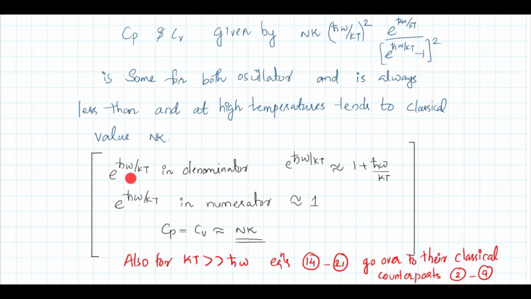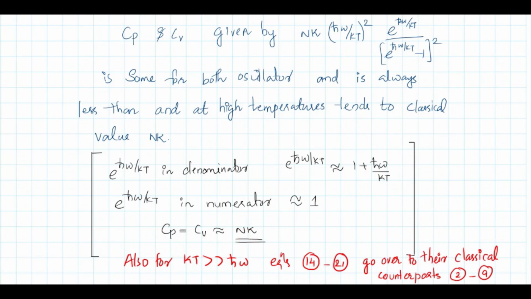You can see here the e raised to h cut omega by kT in the denominator becomes 1 plus h cut omega by kT. So that 1 will cancel, and (h cut omega by kT) whole square will cancel with the numerator. And in the numerator, this e raised to h cut omega by kT you can approximate as 1. So that will reduce to Nk. So Cp and Cv will reduce to the classical value Nk at high temperatures.